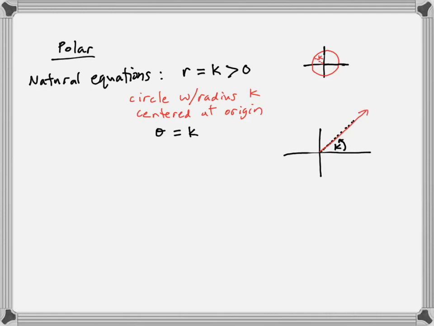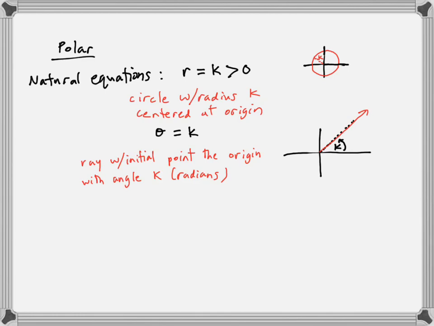So I'm going to put it this way. Okay? So what you actually get is a ray with initial point the origin with angle k. And remember, the angle is, of course, in radians, right? It's always in radians when you're talking about polar coordinates.